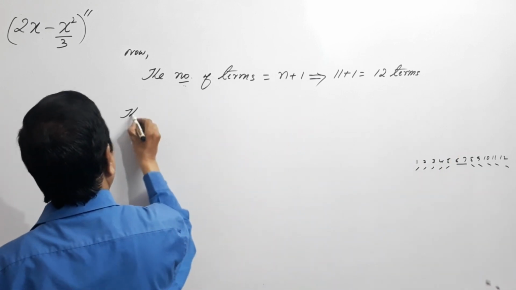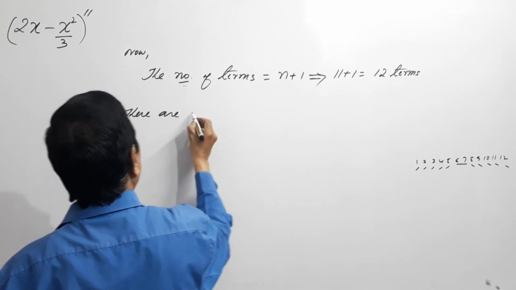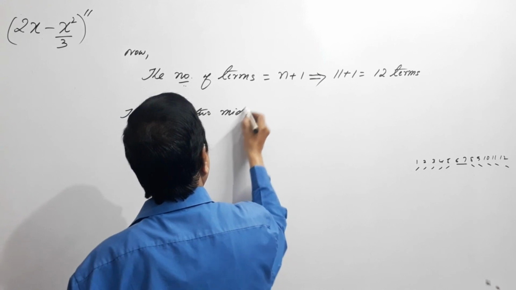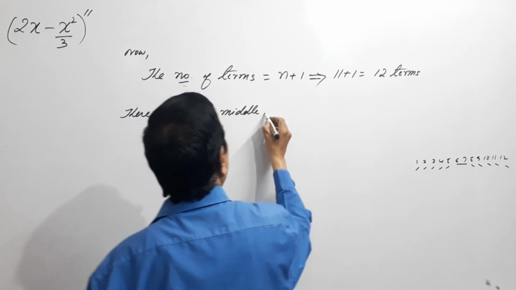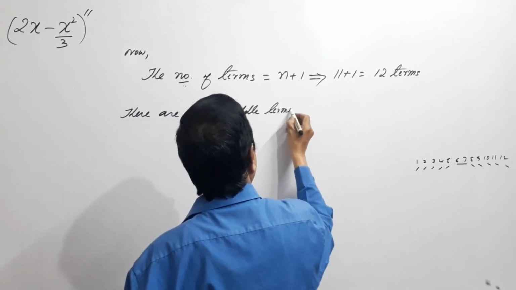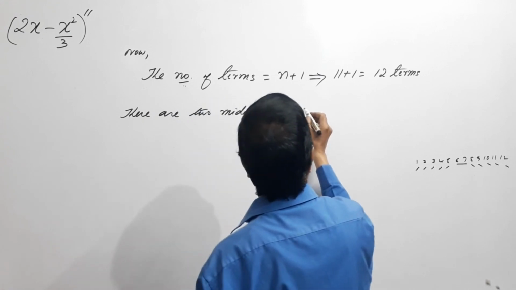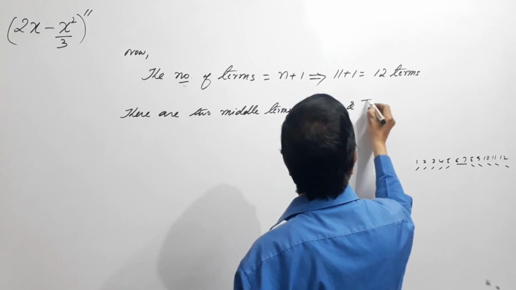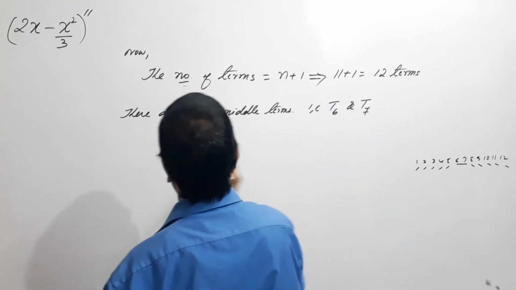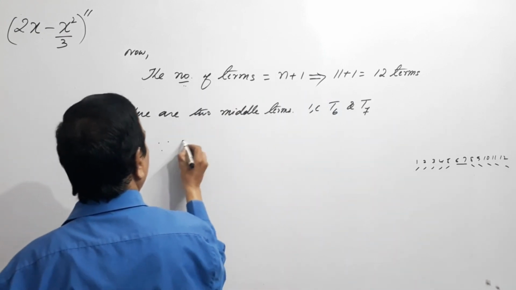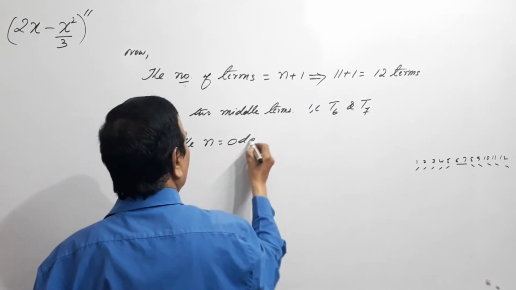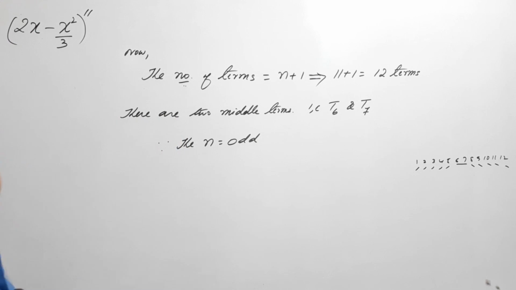Right. There are two middle terms, that is T6 and T7. Reason: since n equals odd. So with this you get an idea.